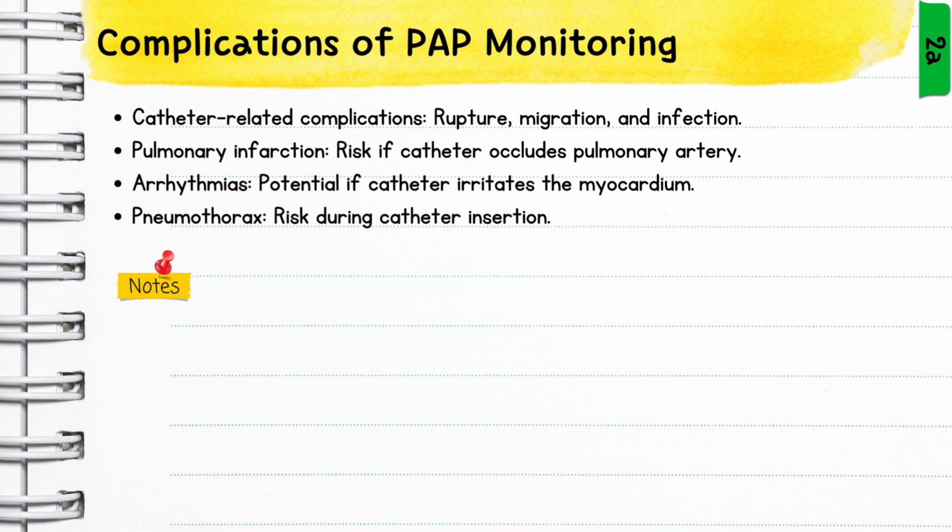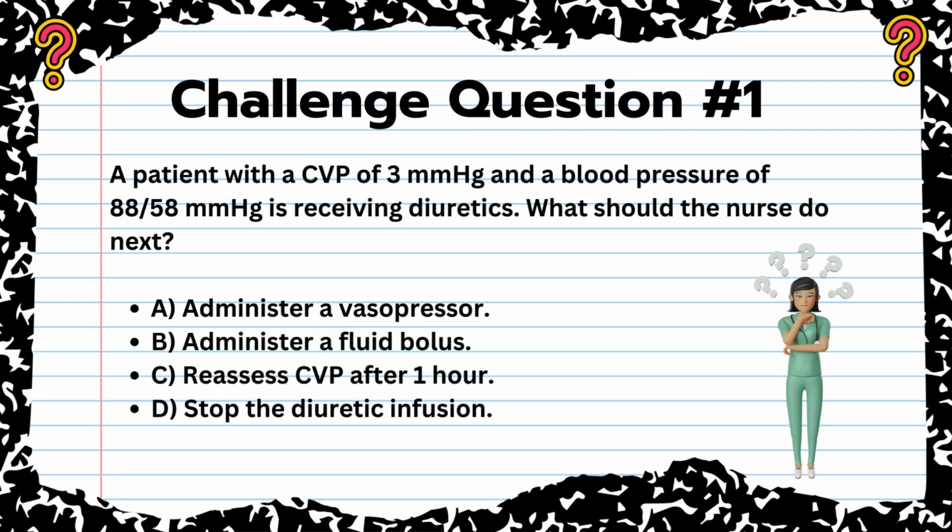Arrhythmias are another potential complication, particularly if the catheter irritates the myocardium. If it's just touching it and you already have a super sensitive heart, it might cause some arrhythmias. There's also a risk of a pneumothorax during insertion of the catheter, which is similar to CVP monitoring and central line placement. So be aware of these risks and watch out as you're monitoring, and speak up if you think one of them is happening. So let's go back to that challenge question.